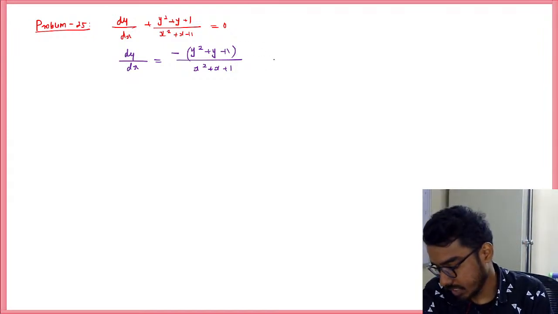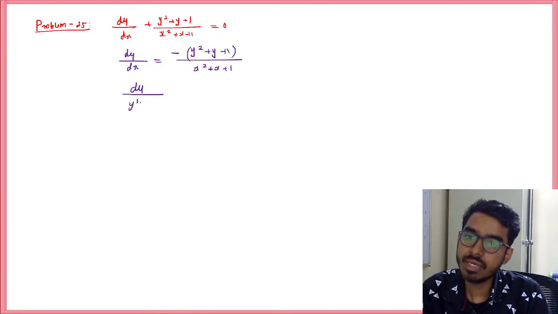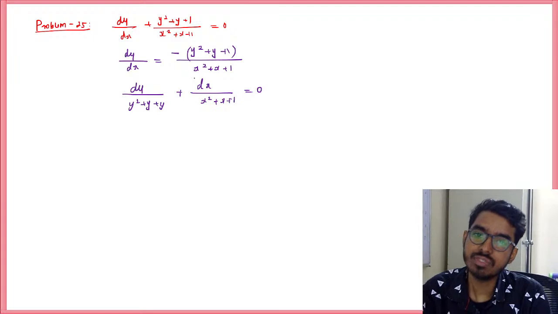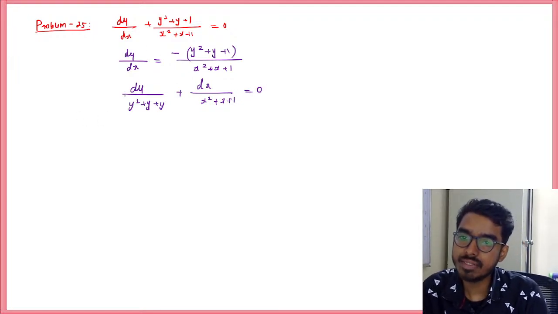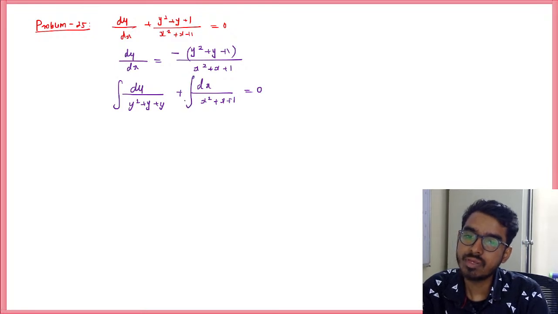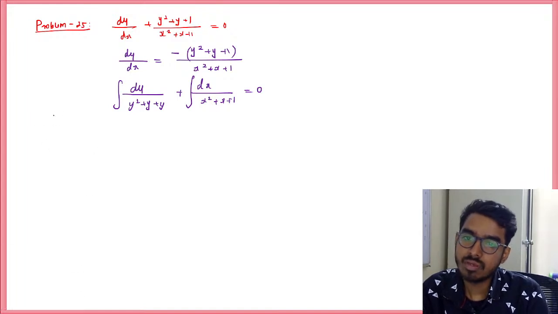So we have dy divided by y square plus y plus 1 plus dx divided by x square plus x plus 1 is equal to 0, right? Separate the variable and bring this minus on that side. Now we need to integrate this, right? Integrate this. Now how to integrate this? If you integrate this is enough, right? Just have to change the variable of y to x.